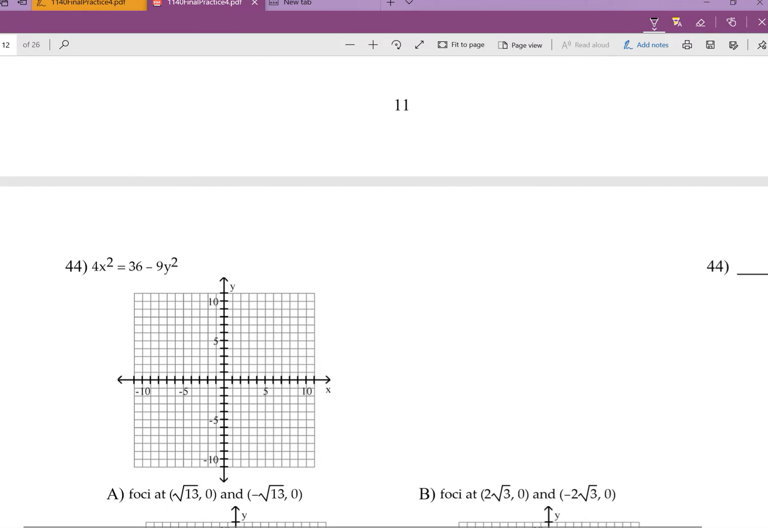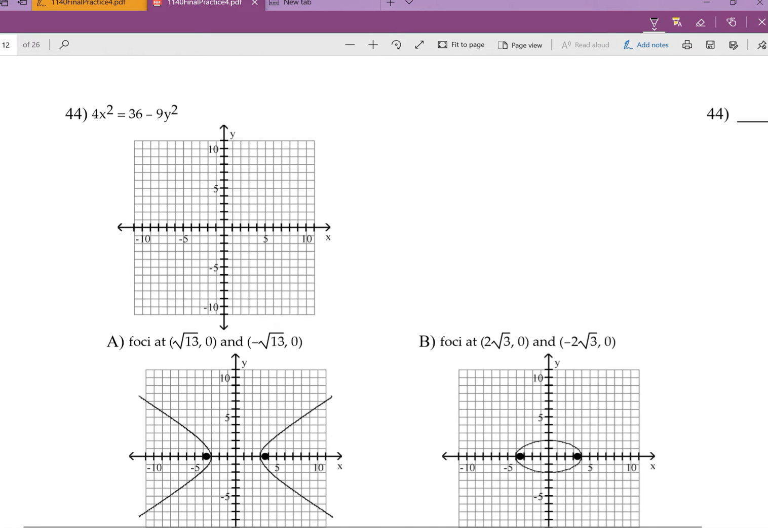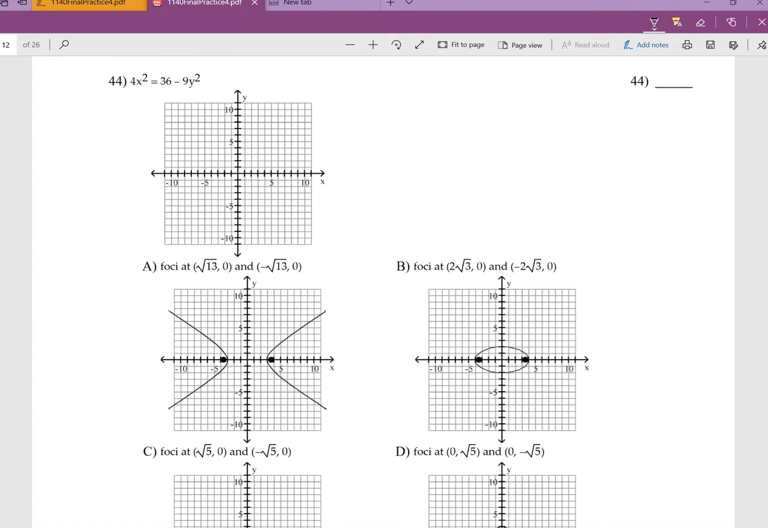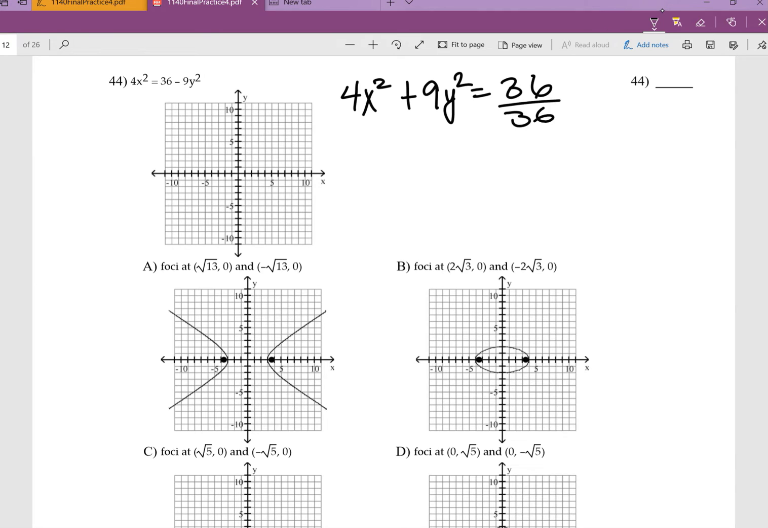Alright. For this equation, what you want to do is reorganize this. So you have 4x squared plus 9y squared is 36, and we're going to divide by 36 on all three of these terms. And so once you're done with this part, this becomes x squared over 9 plus y squared over 4, and this equals 1.